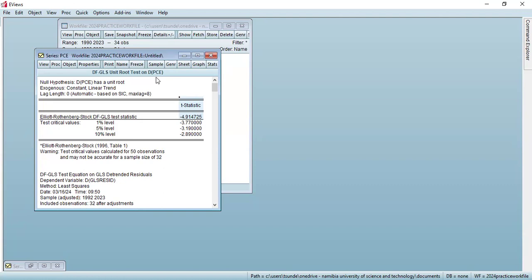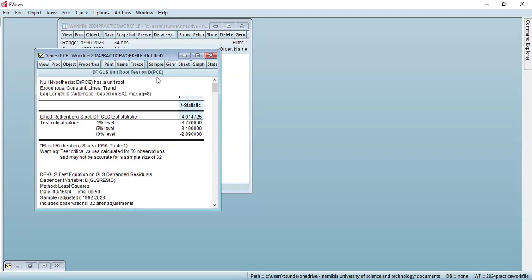If you don't need to difference a variable for it to become stationary, it is integrated of order what? Zero. Order zero, yes. If you need to difference a variable twice for it to become stationary, it is integrated of order two. So you must be able to link what I'm calling the order of integration and the level at which a variable becomes stationary after differencing. You must be able to link those two explanations.